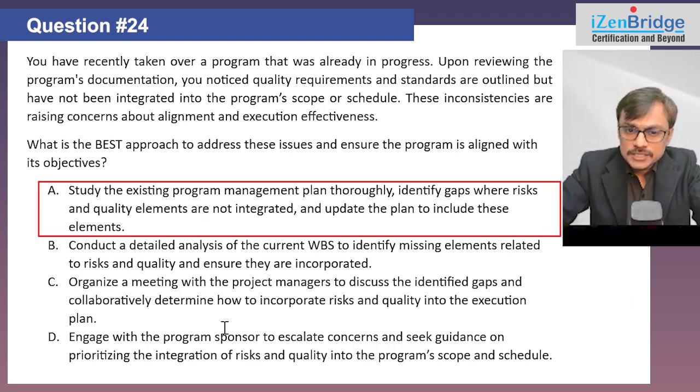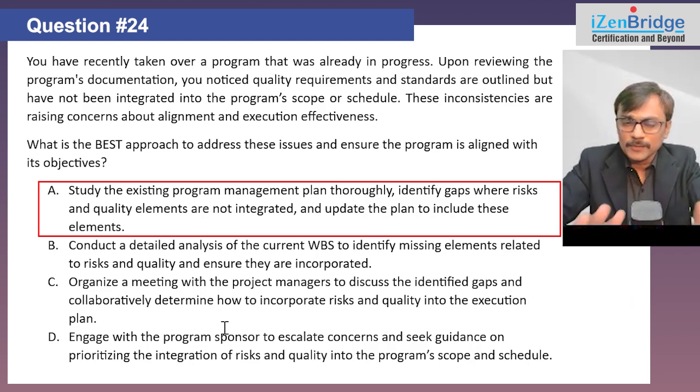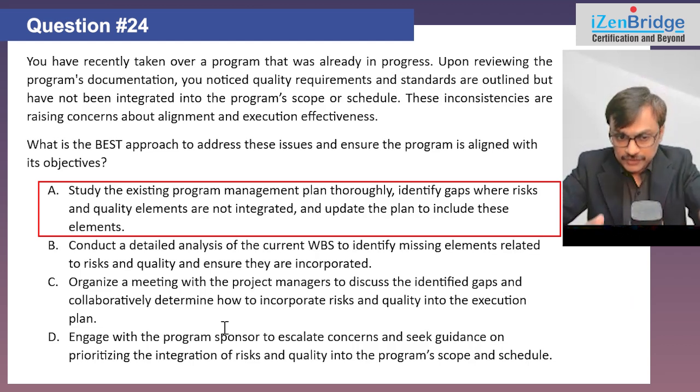Option A, study the existing program management plan thoroughly. Identify gaps where risks and quality elements are not integrated, and update the plan to include these elements. So in general, I need to review everything. It is talking about fixing the program management plan, which is a great idea. So I go further.